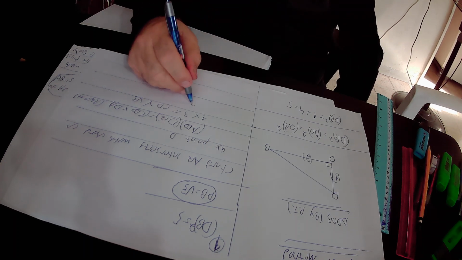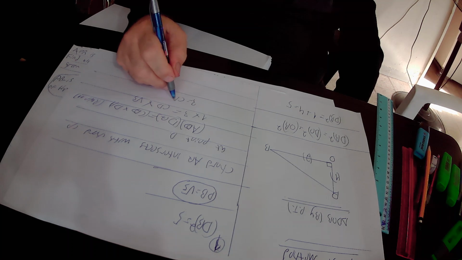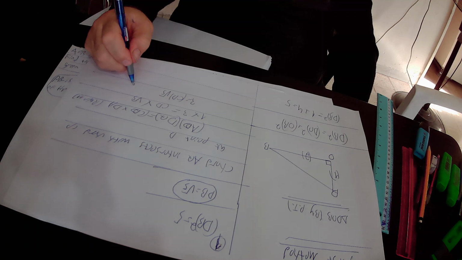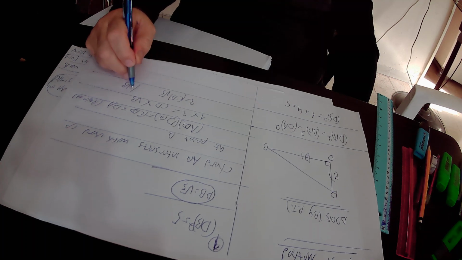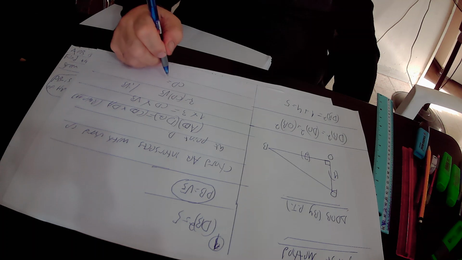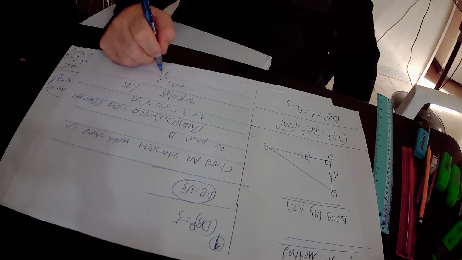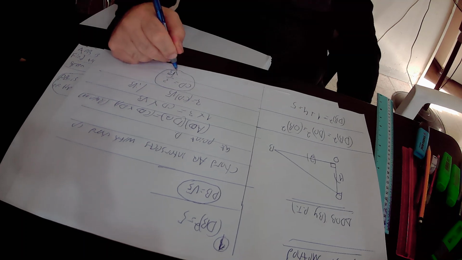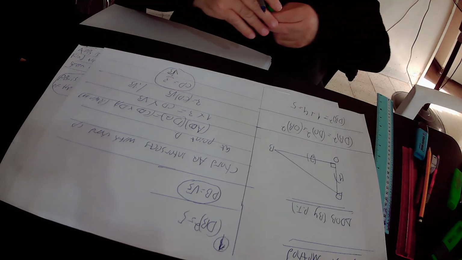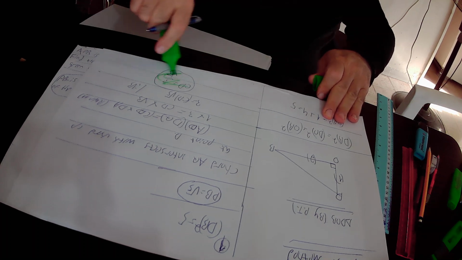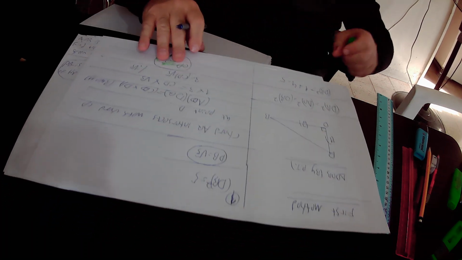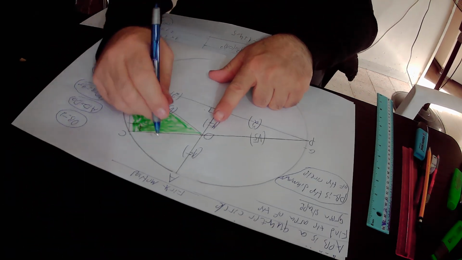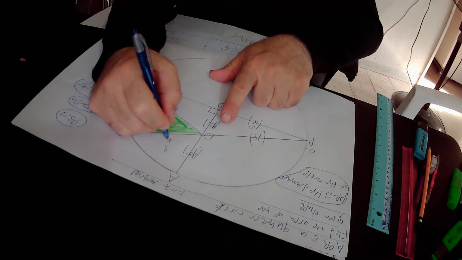1 times 3 is 3, so 3 equals CD times square root of 5. Here we divide this equation by square root of 5, and finally we get that CD equals 3 over square root of 5. So the missing side CD equals 3 over square root of 5 units in length.